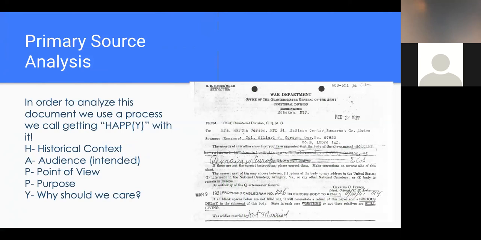So when we are going to analyze a document, in this case, the Millard Corson document that I mentioned, one of the processes that I like to use is called getting HAPPY with it. In this case, the H stands for historical context, the A for audience, the intended audience, P for point of view, P for purpose, and Y for why should we care, or the significance.